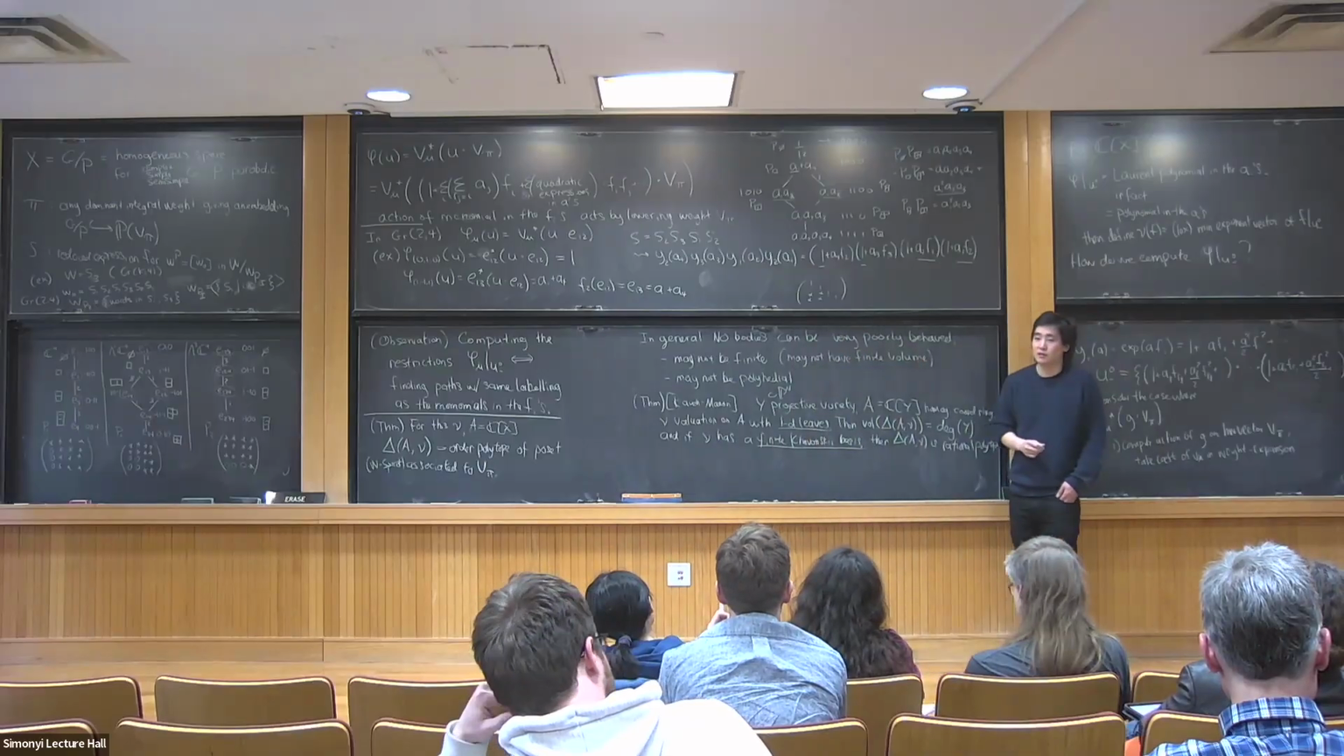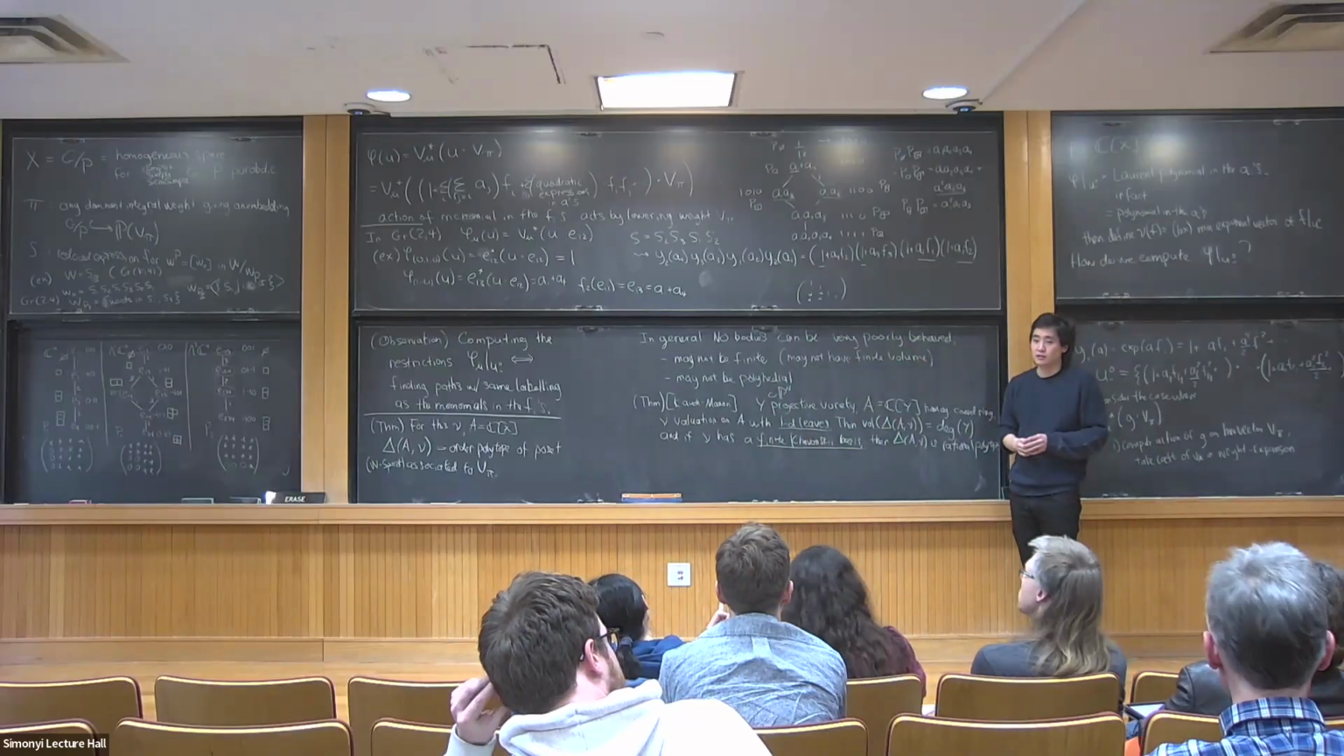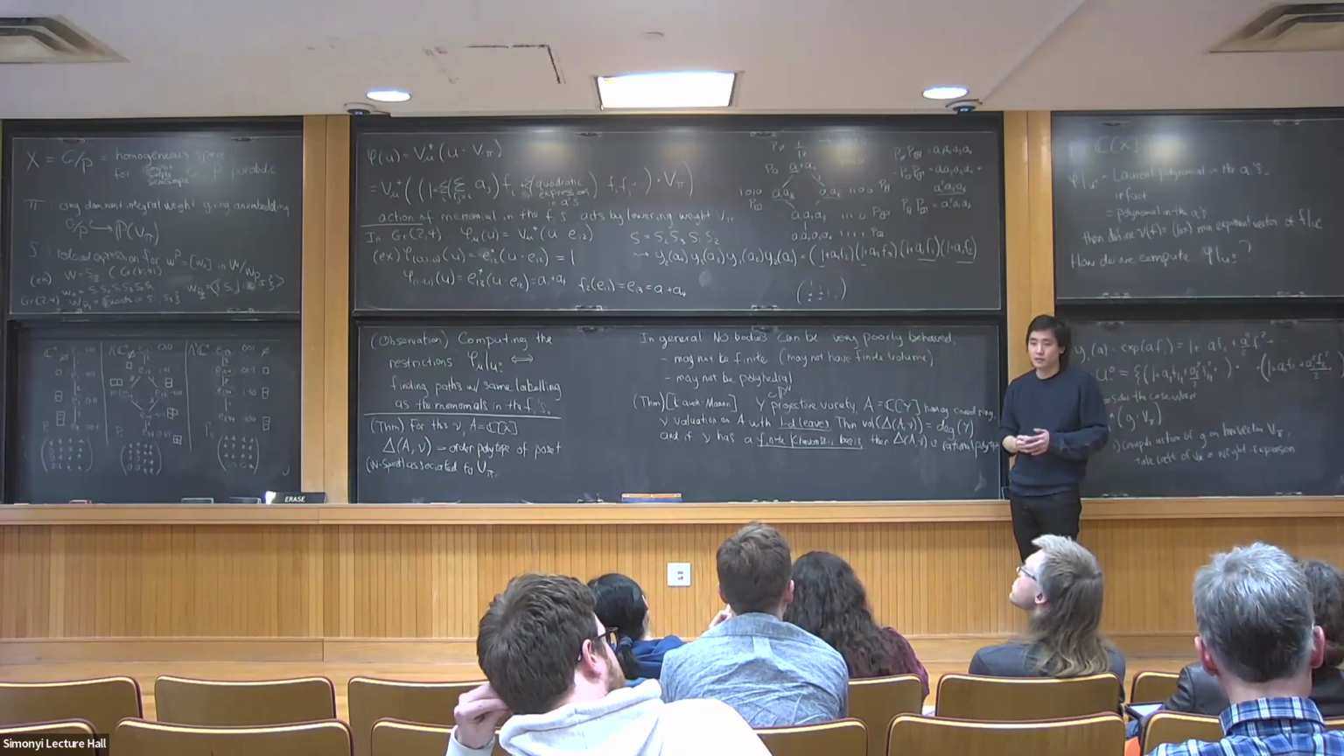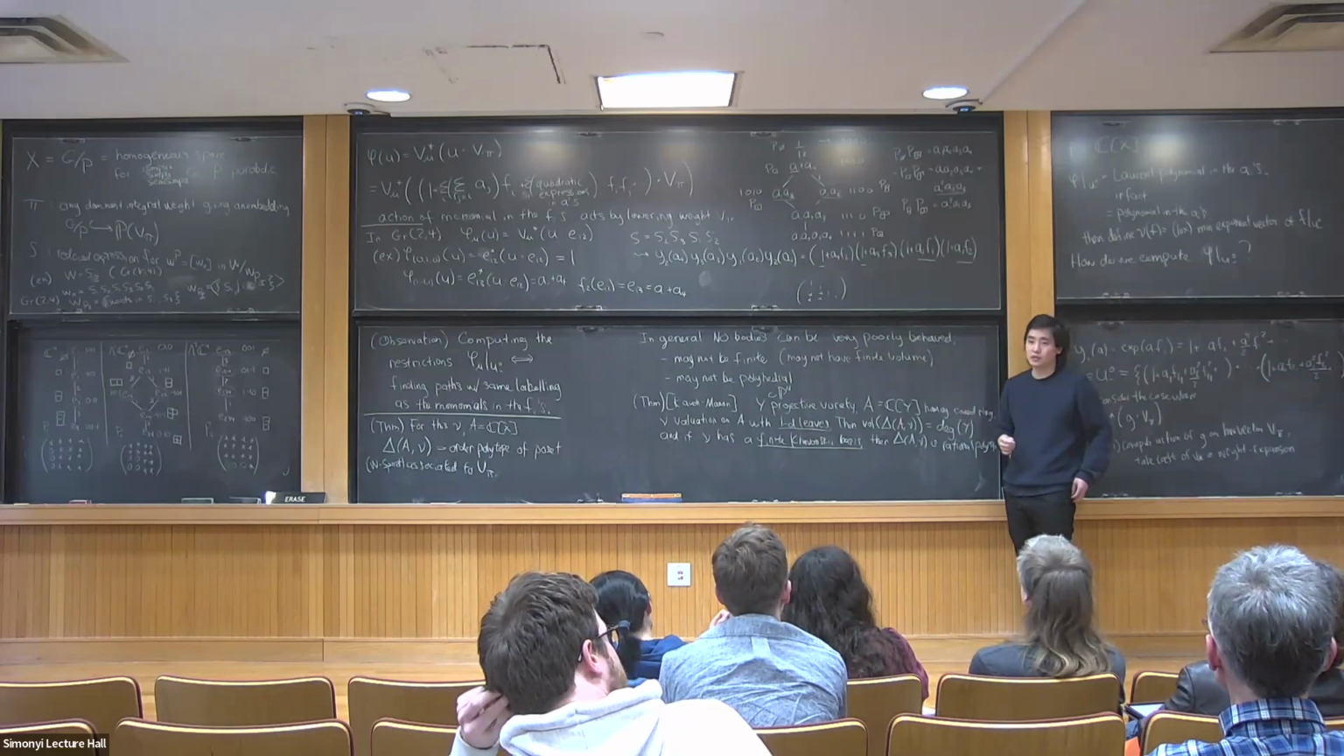Do you have an explicit formula for the spinor variety, the type D one? Yeah. So we have explicit formulas for any minuscule homogeneous space. Cool.